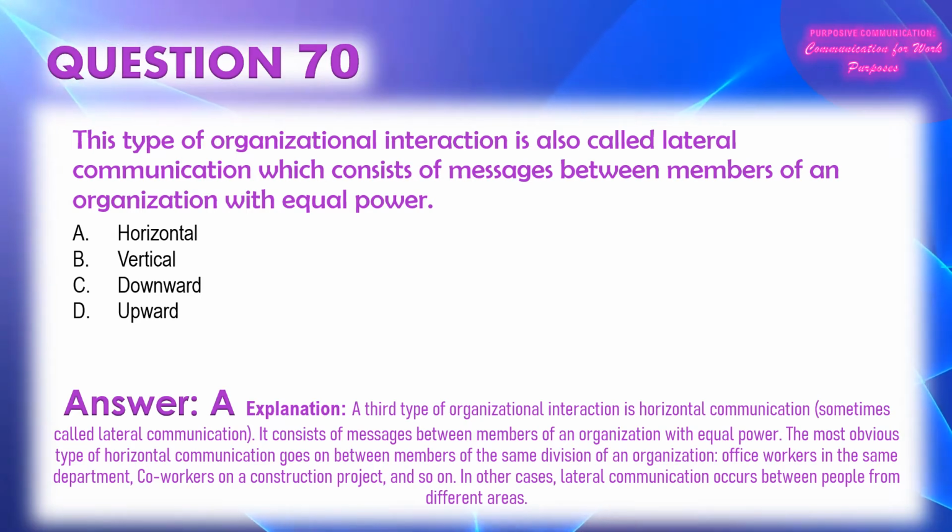The most obvious type of horizontal communication goes on between members of the same division of an organization, office workers in the same department, co-workers on a construction project, and so on. In other cases, lateral communication occurs between people from different areas.